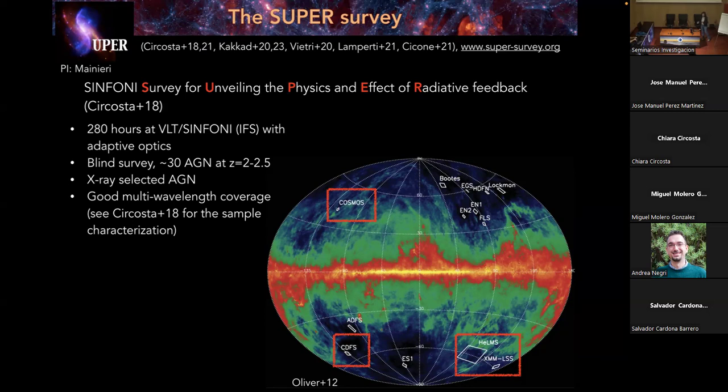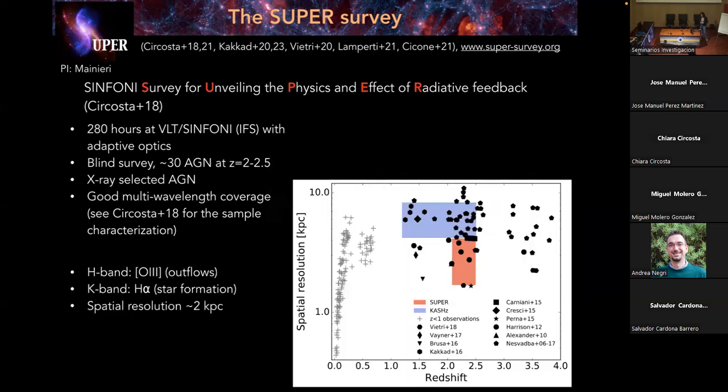And if you want some more details on the multiwavelength characterization of the sample, you can check our survey paper from 2018. In terms of observations, we covered the oxygen-3 line in H-band, and the H-alpha line in K-band, which can be a possible tracer for star formation. As for the resolution, this is the same plot that you saw earlier in the previous slide, but in this case on the y-axis we have the spatial resolution of these observations, and you can see that in red we could achieve the highest resolution that was available when we proposed the survey, so around 2 kiloparsec.